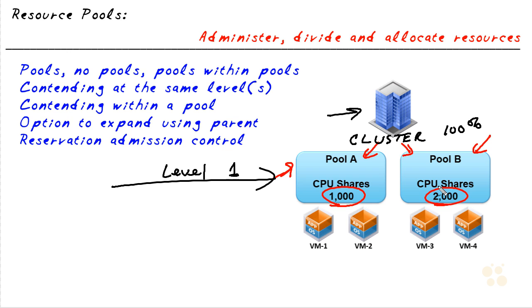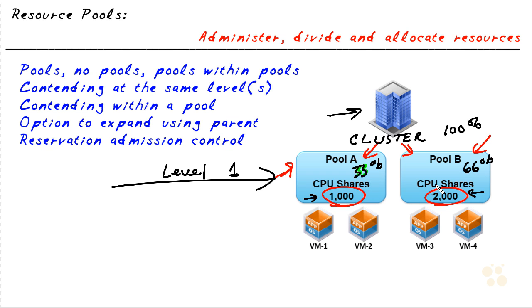Shares only come into play when and if there is contention. So if there's plenty of CPU and plenty of memory to go around, nobody really cares about shares. It's when we have contention and limited resource when shares become important. So in this example, Pool A has been configured with 1,000 shares, and Pool B has been configured with 2,000 shares. If we look at this from the context of percentages, at level 1, Pool A would have roughly 33%, and Pool B would have roughly 66%. Because at level 1, there's a total of 3,000 shares, and Pool B has 2,000, Pool A has 1,000, and those are the respective percentages. And I did round a little bit. That'd be 33.3, and this would be 66.6.